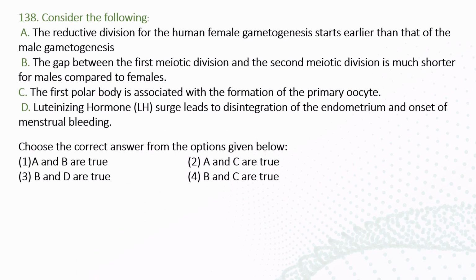It came from female and male gametogenesis. If we see here, they are asking about the reductive division of the human, and they have given some statements, and you have to say which one is correct and which one is wrong. The first statement: reduction division of human female gametogenesis starts earlier than that of the male gametogenesis. Second: the gap between the first meiotic division and the second meiotic division is much shorter for males compared to females. Third: the first polar body is associated with formation of primary oocyte. Fourth: luteinizing hormone surge leads to disintegration of endometrium and onset of menstrual cycle.